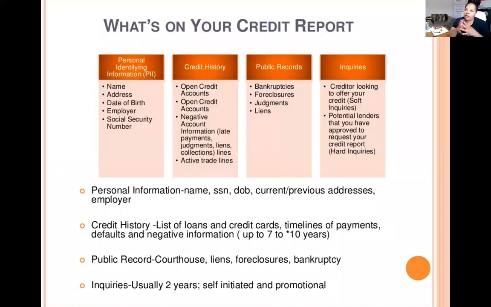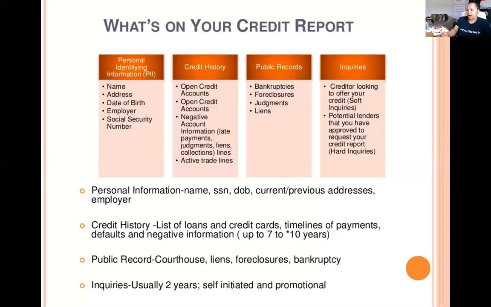Depending on what bureau you pull your credit reports from, it's going to be pretty much the same information on all three. It's just going to be formatted a little bit differently between the three credit reporting agencies. All right, so what's on your credit report? Personal identifying information, which is your protected information, right? So your name, address, date of birth, employer, social security number.